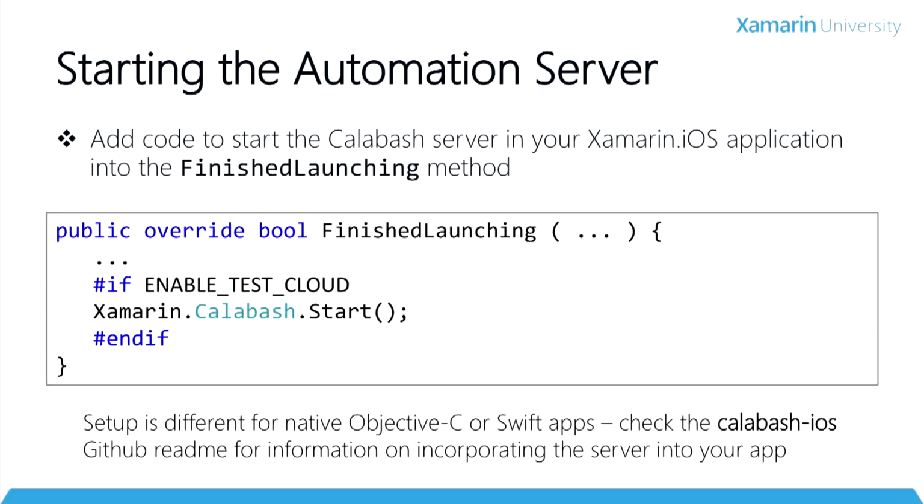The point is that we want to make sure that no code is referenced in the release builds so that the entire component is thrown out by the linker. The latest iOS application templates will include all this code for you, but if you're adding support to an existing iOS application, then you need to add this single line of code to start the server.